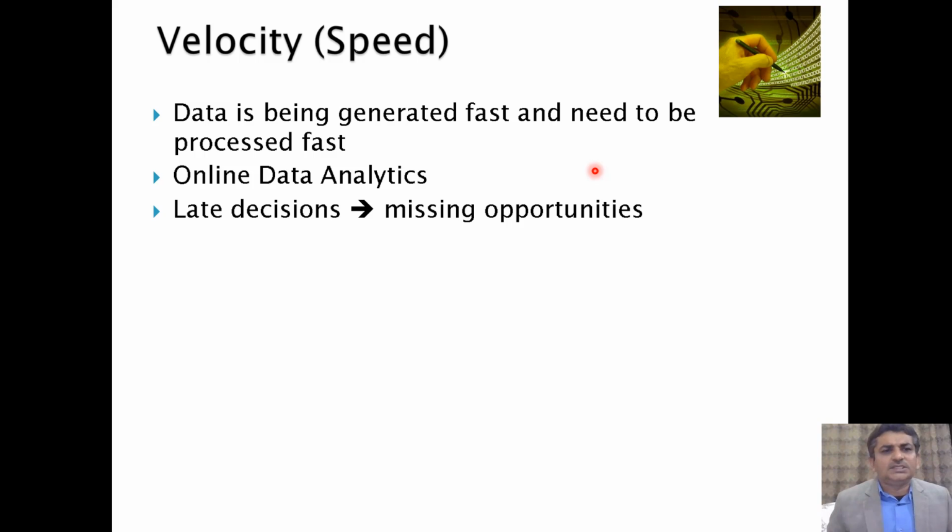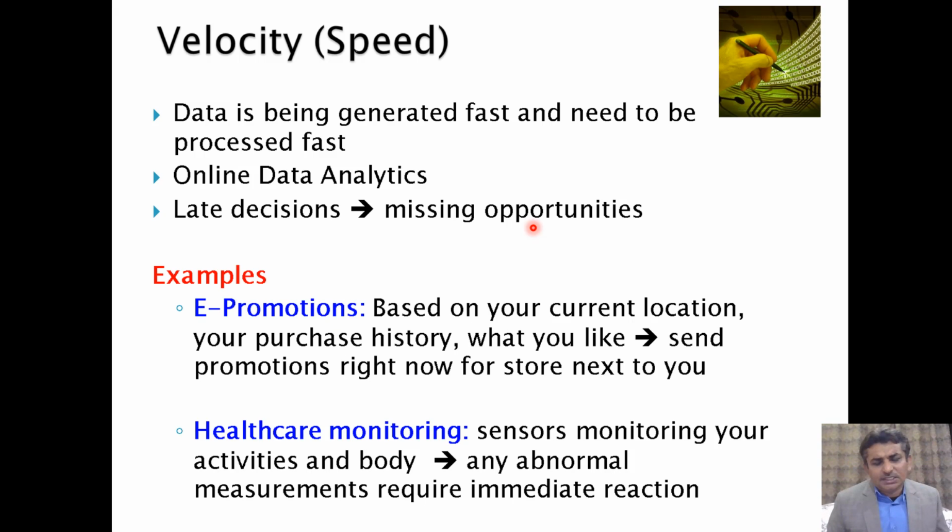After variety, the next V is velocity, that is, the speed of the data. Data is being generated fast and needs to be processed fast. In online data analytics, we have to meet the velocity at which the data is being generated. Late decisions mean missing opportunities. If data is being generated at a fast speed but we are not able to process it at the same speed, then sometimes we may not get the full benefits of data processing.